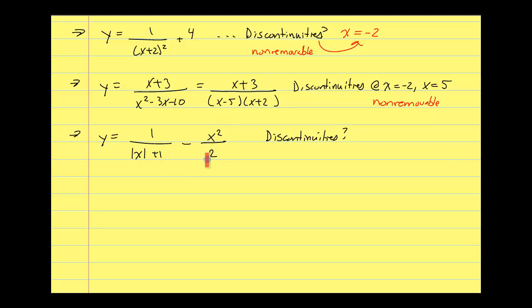Now the second term of the binomial is just a polynomial expression, x squared. The coefficient out front is a fraction, but it's still a nice polynomial expression that's continuous everywhere. So basically this function is continuous for all values of x. There are no discontinuities here.